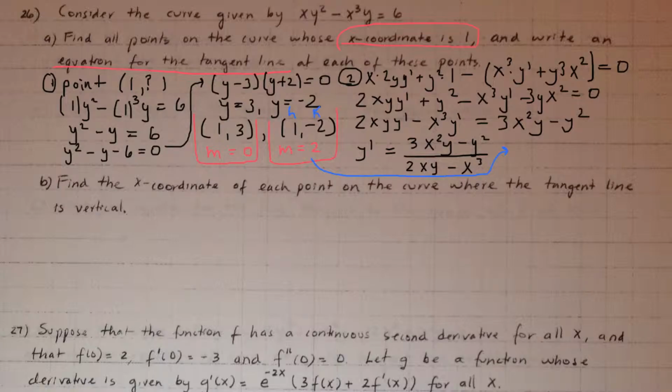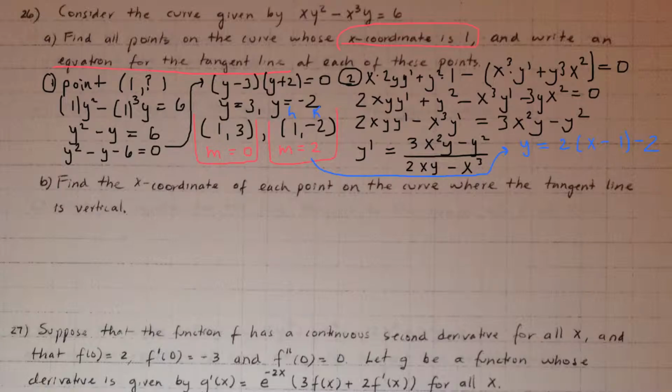And so it's just going to be y equals m, which is 2, times x minus 1, plus k, which is negative 2. Or that should just be minus 2. And you don't have to simplify that.